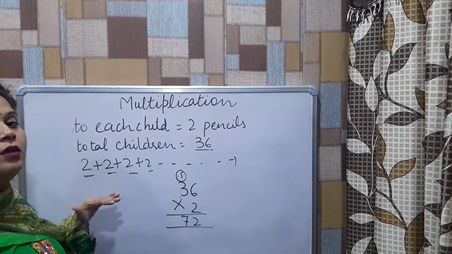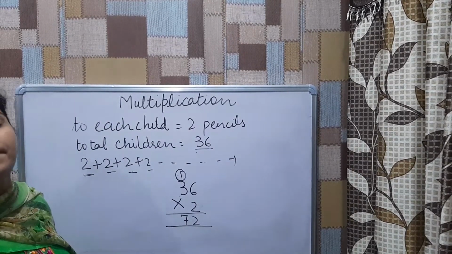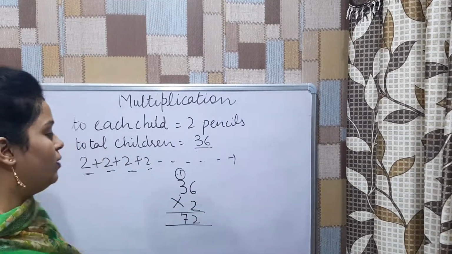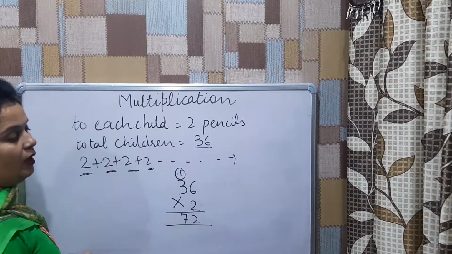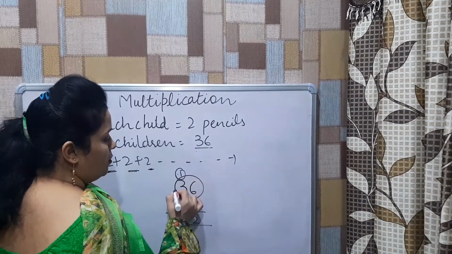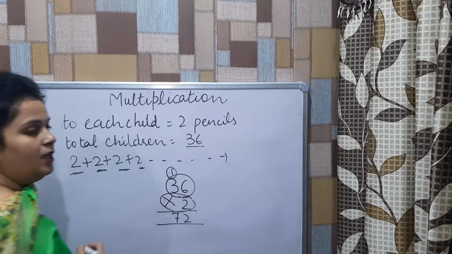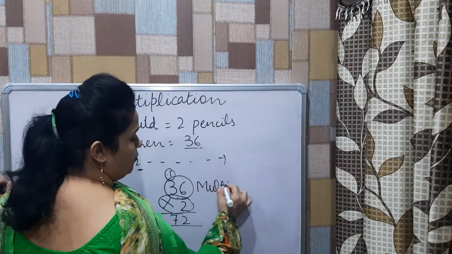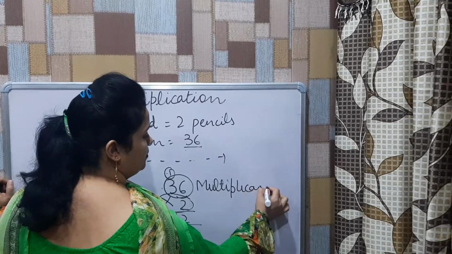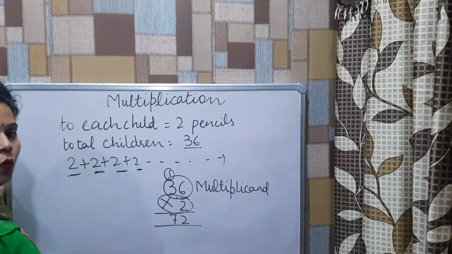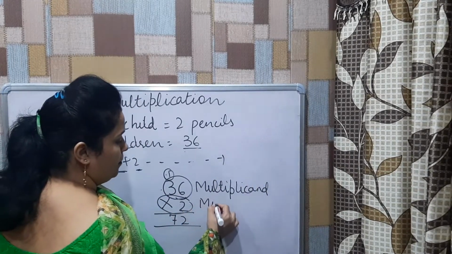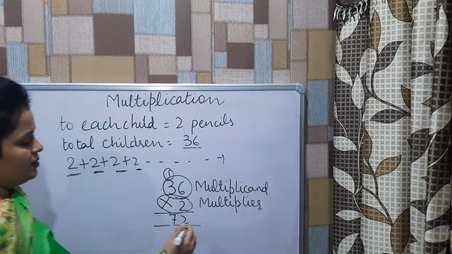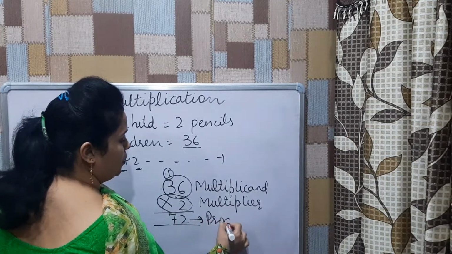So the repeated addition is called multiplication. Children, I repeat, repeated addition is called multiplication when the addends are same. Now children, when the numbers are multiplied, the number which is multiplied is called multiplicand, the number by which you multiply, that is 2, is called multiplier, and their result, that is 72, is called product.